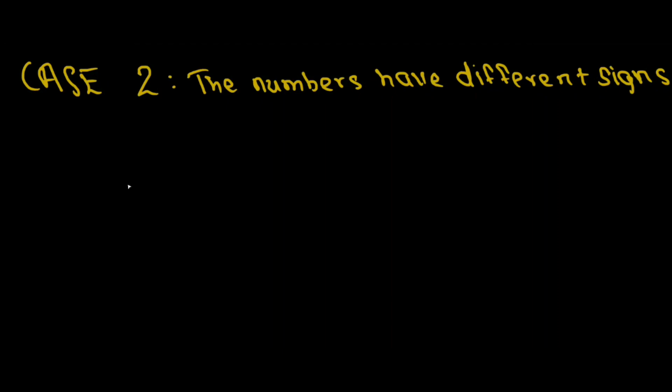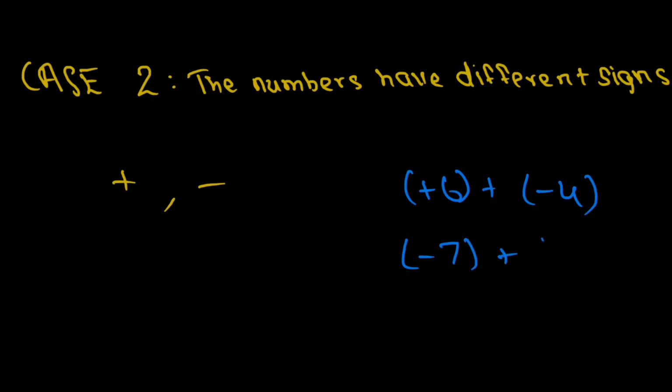Case 2. The numbers have different signs. If one number is positive and the other is negative, subtract the smaller number from the bigger number and keep the sign of the bigger number. For example, positive 6 plus negative 4 and negative 7 plus positive 3.